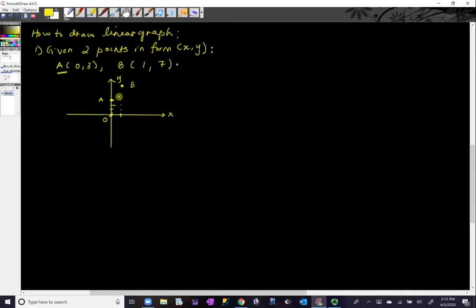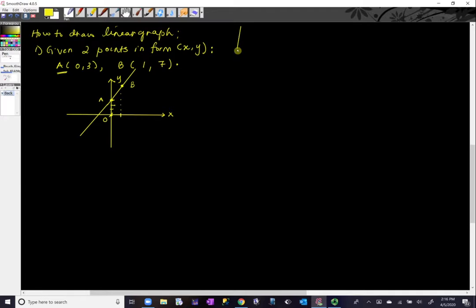I'm going to put a B, and then you're going to take, of course, a ruler, a pen or pencil, and draw it across. So that's going to be your line, and of course, you can always extend it all the way to the bottom. And this is how you draw a line. How to find the equation of the line is something that we will do later.